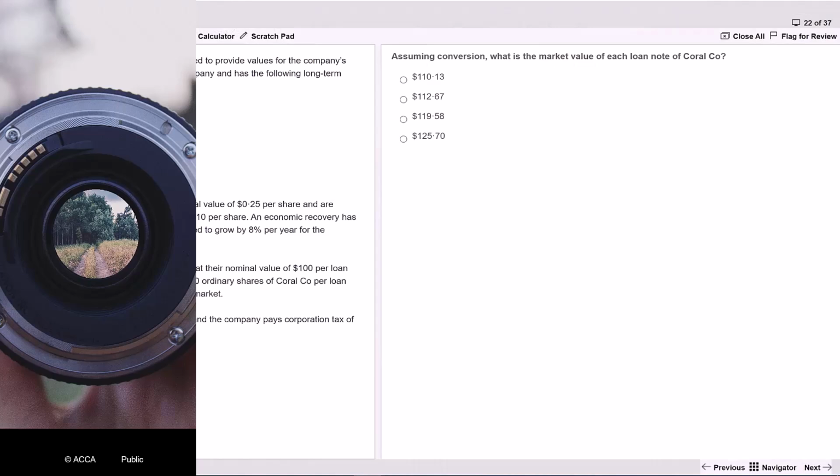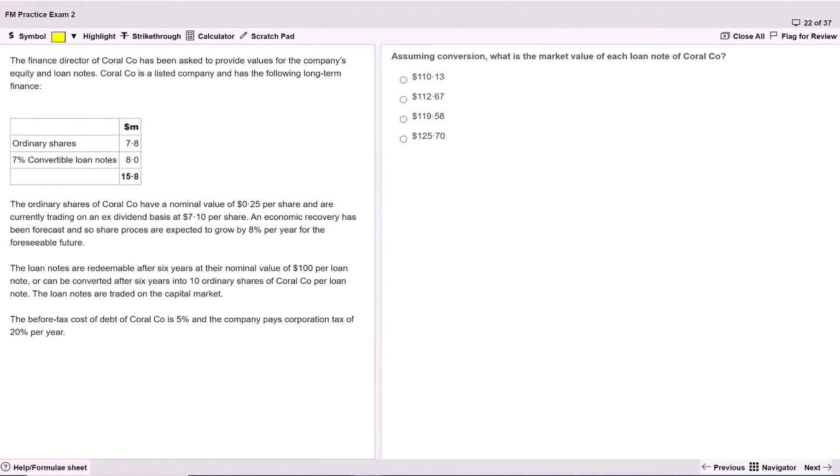We're now going to go onto the practice platform and have a look at a question there. We're now on the practice platform, and this is practice exam 2, and it's a case study question, Coral Company. And so you're going to be looking at question 22, which is on asset valuations. Here we have to find the conversion value and then the market value of each loan note, assuming conversion. So there's our share price, $7.10. It's a 7% convertible loan, and it's redeemable after 6 years.